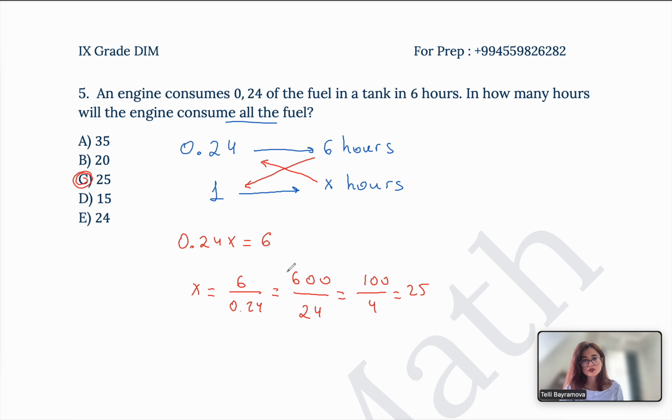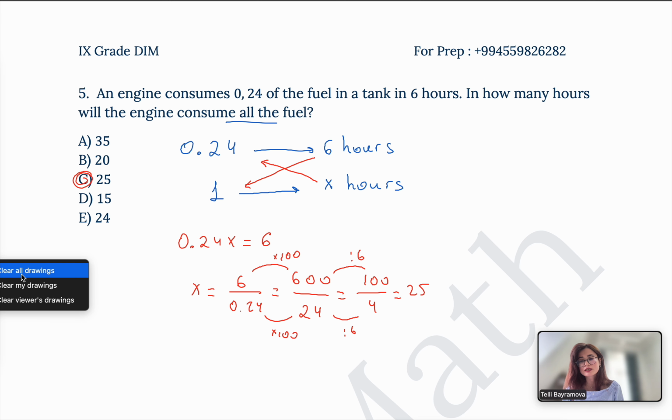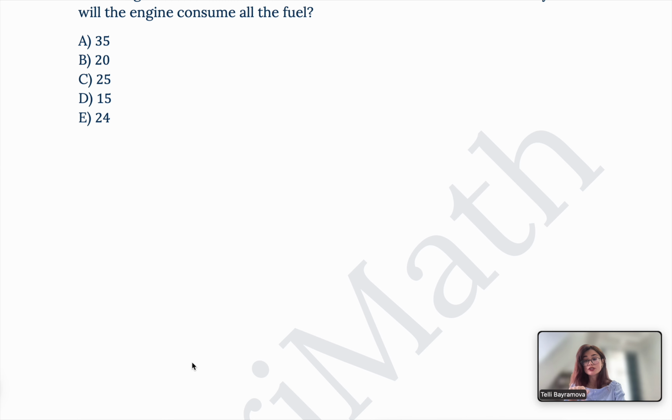Okay, so what I did, again, I don't like to work with decimals. Multiply by 100, right? After that, divide by 6. Then it's easy to divide 100 by 4. Answer is 25. Okay, guys, so if you understand this question, now it is time to stop the video recording.